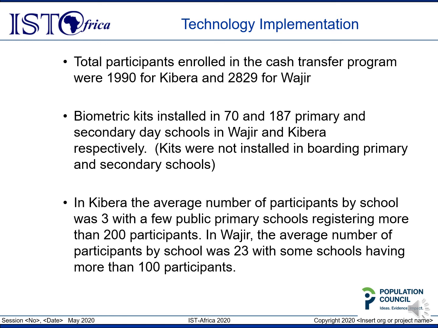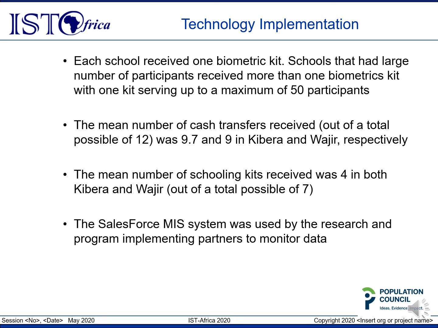In Kibera, the average number of participants by school was 3, with a few public primary schools registering more than 200 participants. And in Wajir, the average number of participants by school was 23, with some of the schools having more than 100 participants. Each of the schools received one biometric kit, but the schools that had quite a number of participants received more than one biometrics kit, with one kit serving up to a maximum of 50 participants.